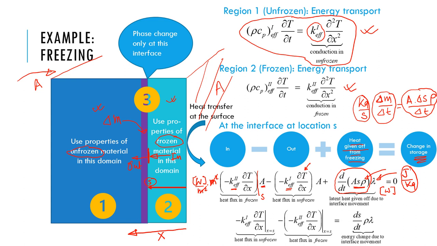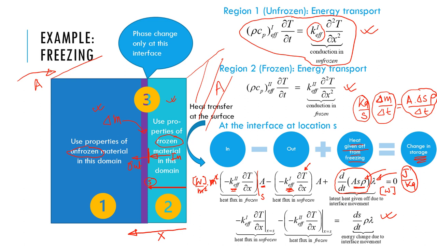So again, you see these thermal conductivities in these two expressions, one's for unfrozen, one's for frozen. So two different regions. And now we can simplify this equation. We can drop out the area term and we get this. So this is an equation.